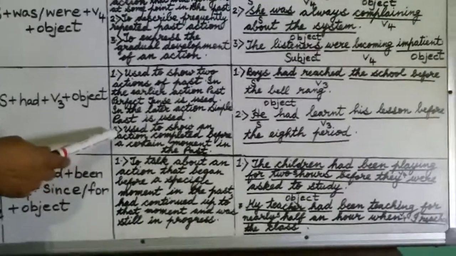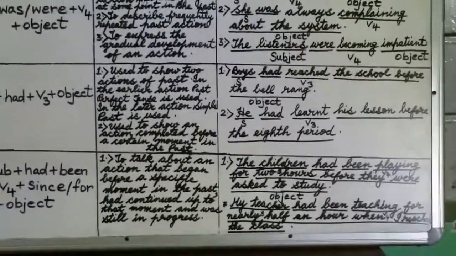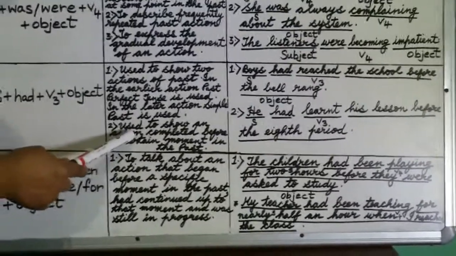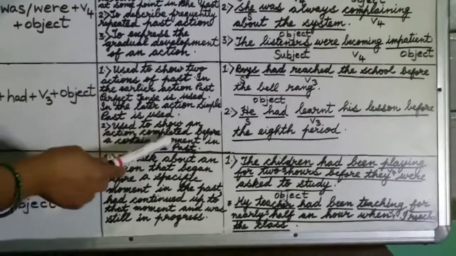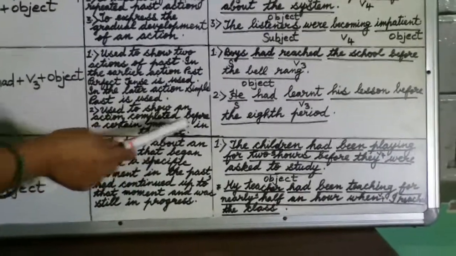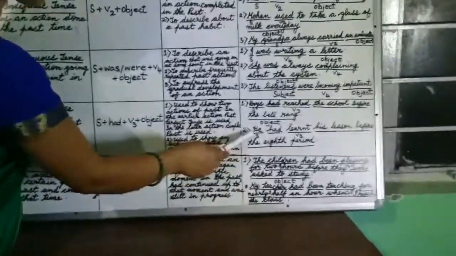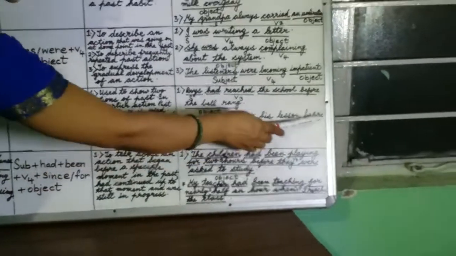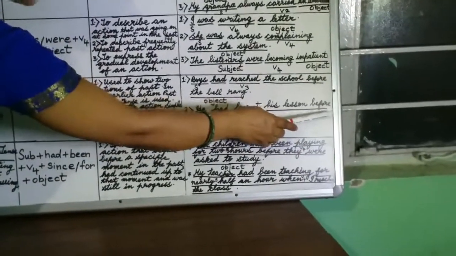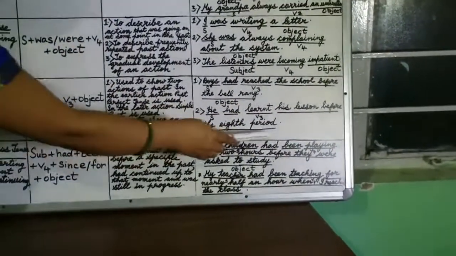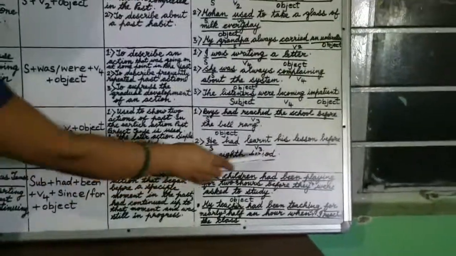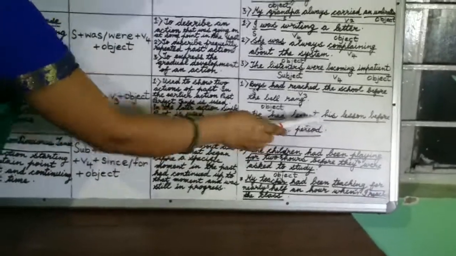Now coming to the second usage of past perfect tense, it is used to show an action completed before a certain moment in the past. The example is: he had learnt his lesson before the 8th period. It means before this certain period of time, before this 8th period, the lesson was learnt by somebody.